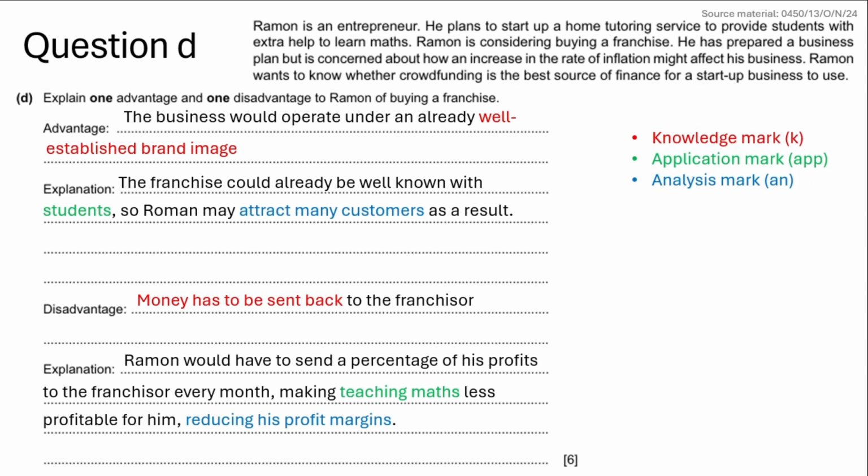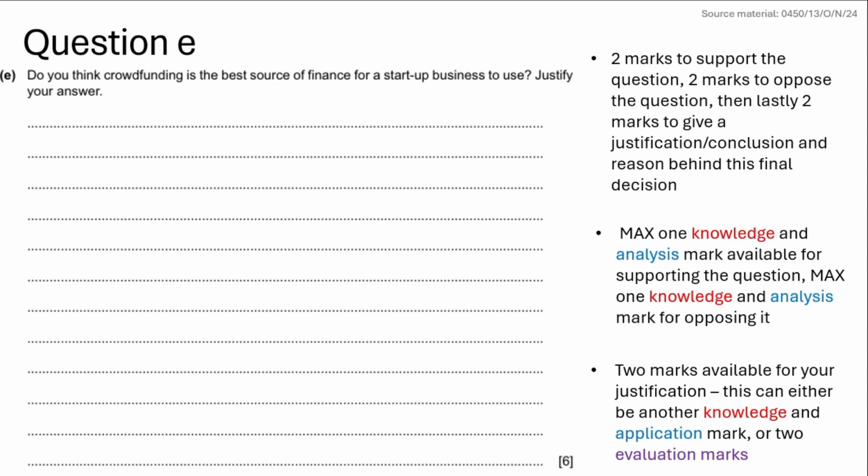Alright, let's move on to the most tricky, the most difficult, I'll say, question type. Question E. This is the giant waiting at the very end of each question. It is very, very technical to answer. You have to know exactly what to do, and if you stray from these guidelines, you will see that you've filled up all your space but won't be getting any marks for it. The question says, do you think crowdfunding is the best source of finance for a startup business to use? Justify your answer.